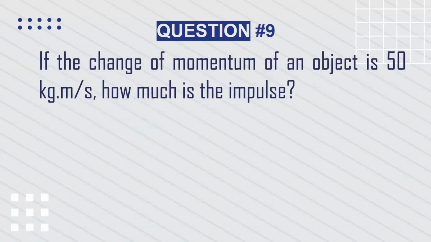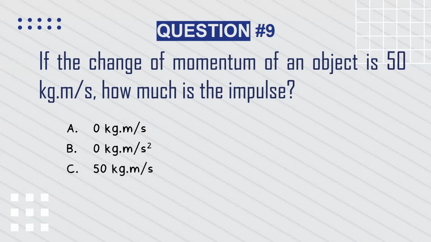If the change of momentum of an object is 50 kg m/s, how much is the impulse? Is it A, 0 kg m/s, B, 0 kg m/s squared, C, 50 kg m/s, or D, 50 kg m/s squared?